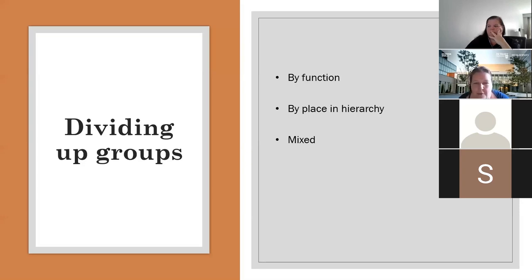I think you have to be careful with those. I would say the vast majority of the group process maps I've done have been by function, and some have been by place and hierarchy. I think I've done 2 mixed ones.